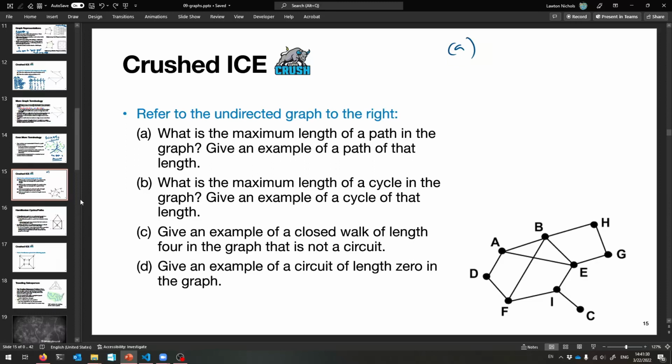And so we could do something like this. Boop, boop, boop, boop, boop, boop, boop, boop. Can't have a longer path. That's the longest one. So that's A.